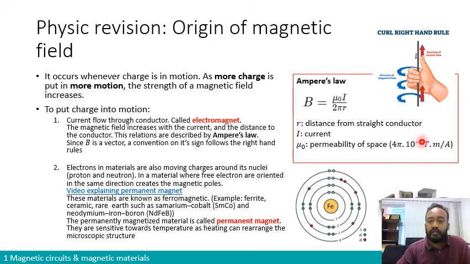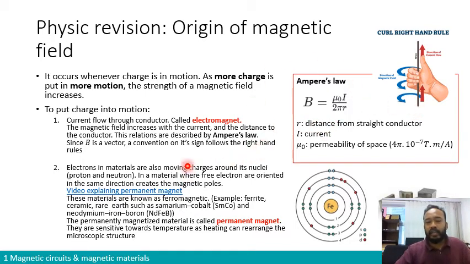So that's one way. If you circulate a current inside a conductor, you will create magnetic field around it. And the law that describes the relationship between magnetic field and the parameters of the current and the position that you are situated in with regard to the conductor is described by Ampere's law.